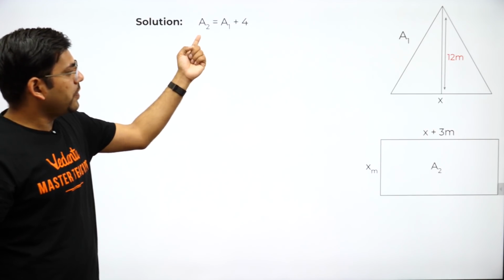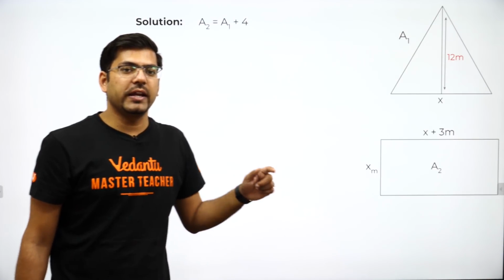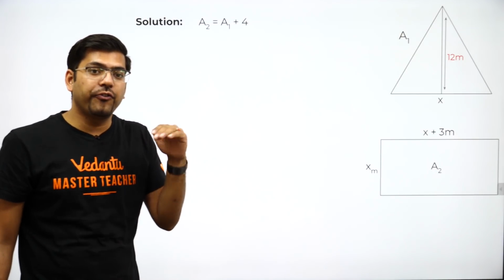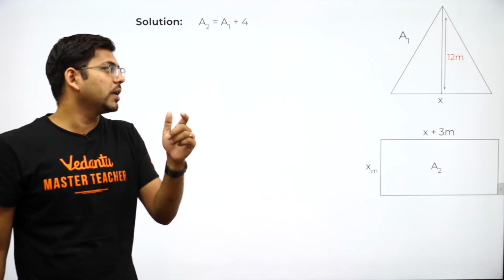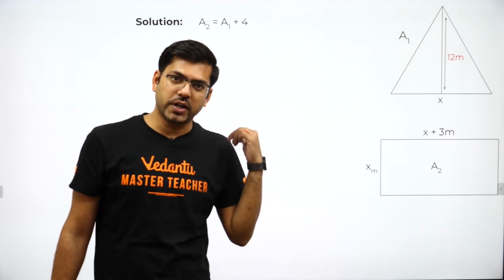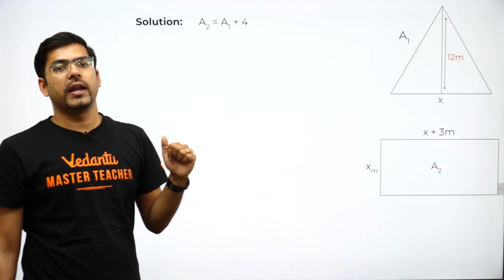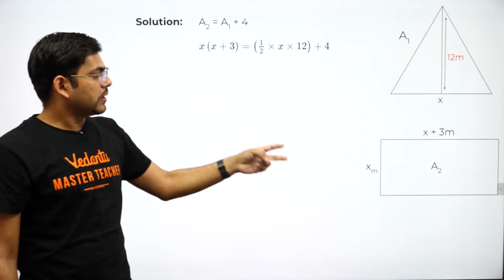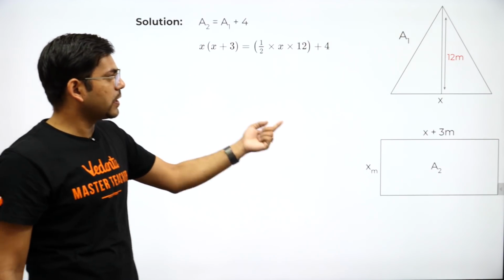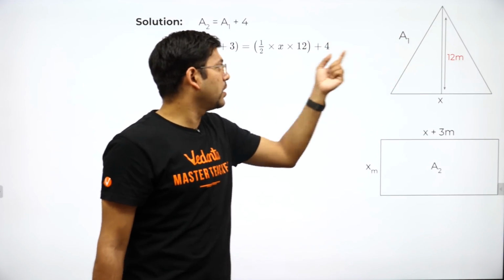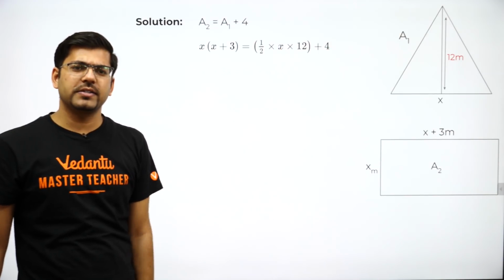Now the area of the rectangle has been assumed A2. Area A2 is 4 square units more than the area of this isosceles triangle. This was written in the question. So A2 is equal to A1 plus 4. Now putting the value of A2, that is length into breadth, x into (x plus 3), is equal to half into base into height, half into x into 12, plus 4. Now I guess it's easy.